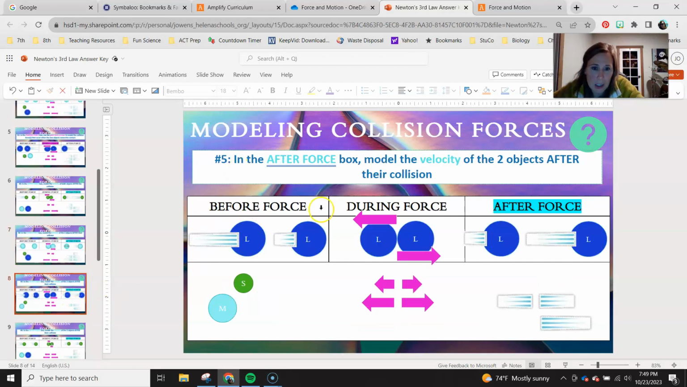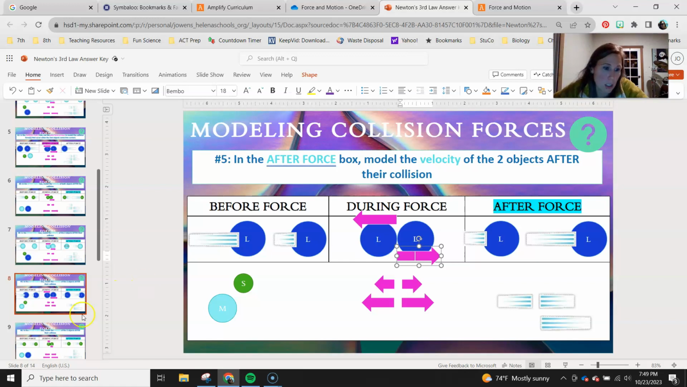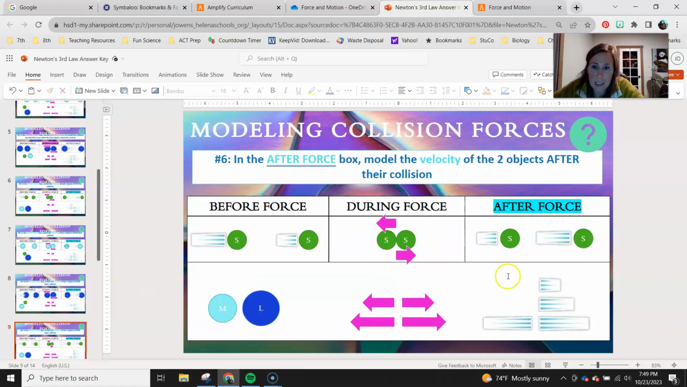Okay, this one, again, 2 more of the same mass. You're doing the after force, so moving to the right with a large velocity. When it hits this one, it's going to start moving to the right with a large velocity. This one was moving to the right with a small velocity. Eventually, this one's going to catch up to it, and when they collide, this one's going to slow down and be moving with a small velocity also to the right. Okay, so notice, again, in the during force, the arrows that I gave you are the equal size, but in opposite directions.